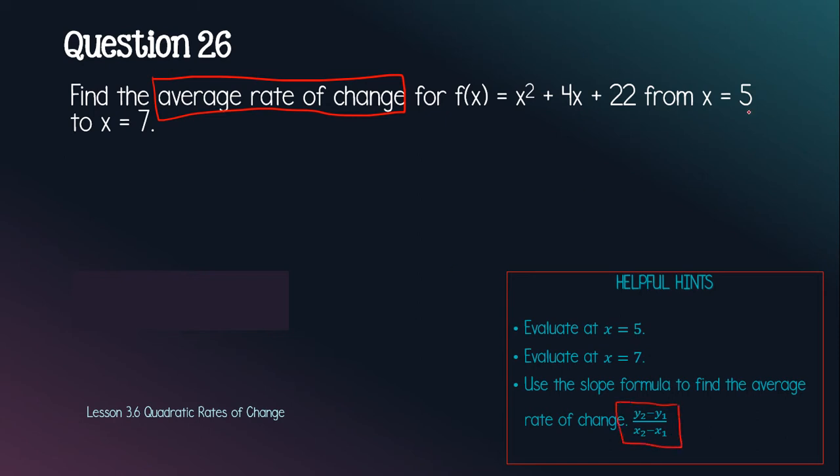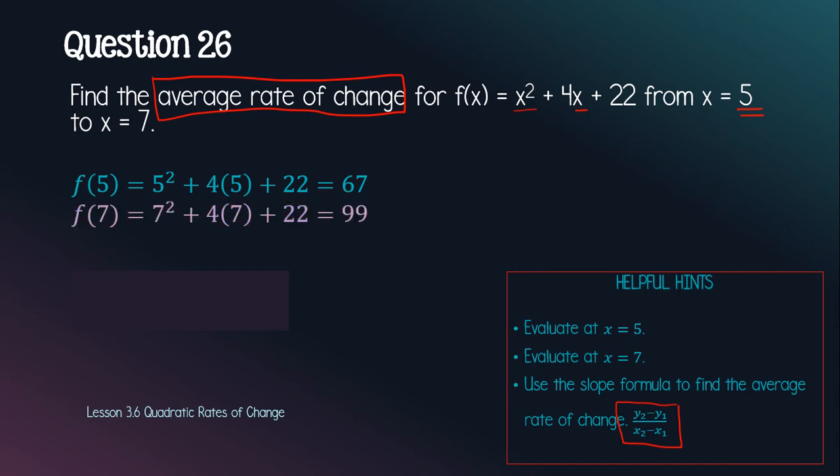But notice they only gave me my values for x. I don't know what my y values are. So I'm going to start off by evaluating the function at each of those x terms. So 5 is first. So f of 5 equals, and I'm just literally plugging in that 5 into where the x was. So 5 squared plus 4 times 5 plus 22. I plugged this all into my calculator and I got 67.